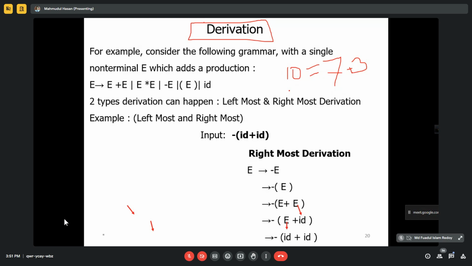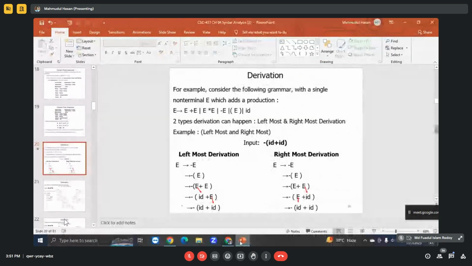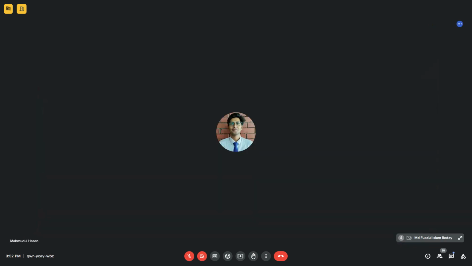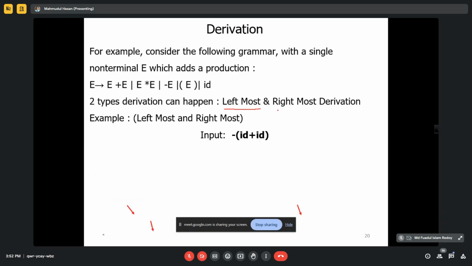And in compiler, there are two types of derivation: leftmost derivation and rightmost derivation. One is leftmost derivation and another one is rightmost derivation. One thing I want to share.